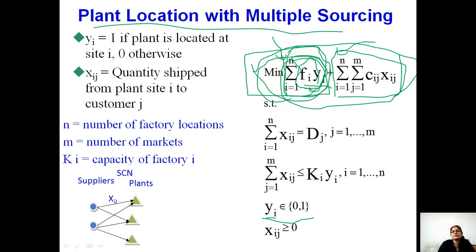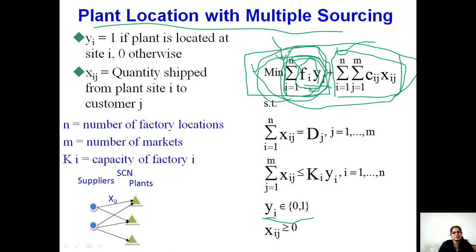So once the first plant is not there, its associated variable costs should also become 0. Now after adding, you should minimize the total cost. Once again, all other things remain same. Ki is the capacity, n is the number of factories, number of markets, xij is the quantity shipped. Only new introduction is yi, which is a binary variable.